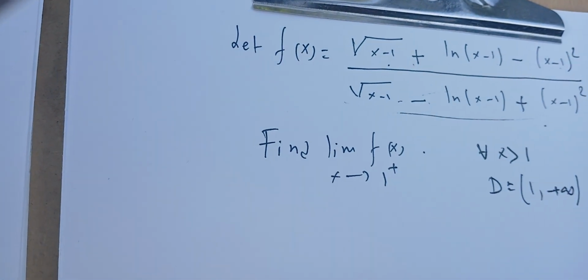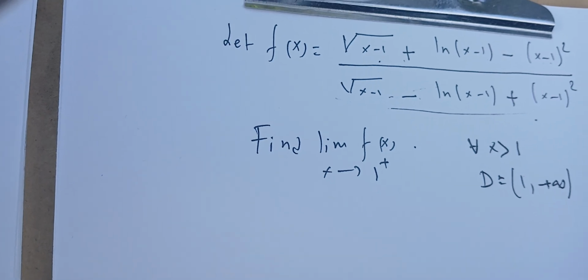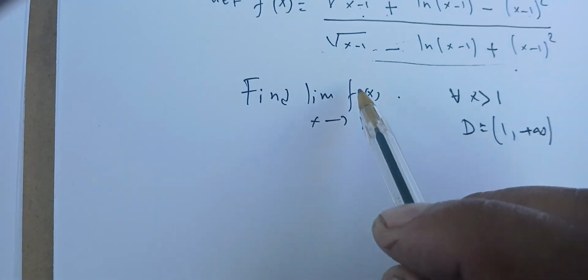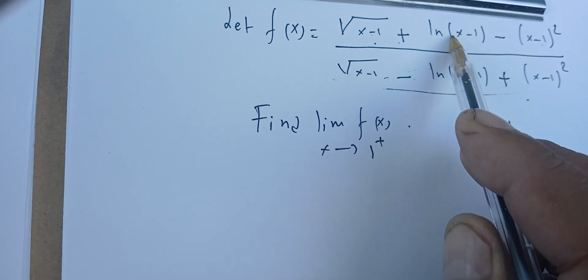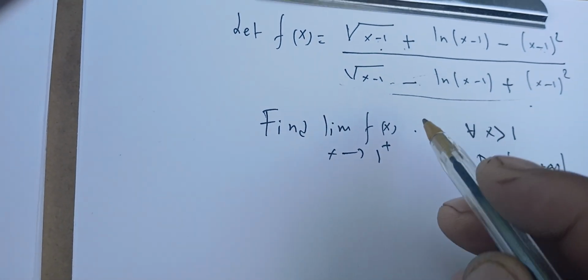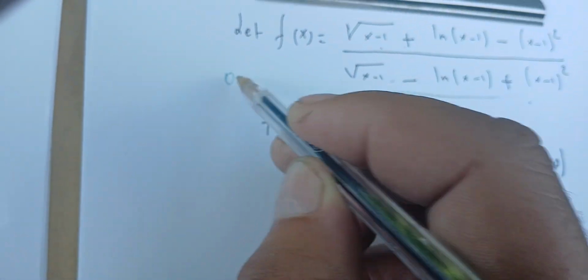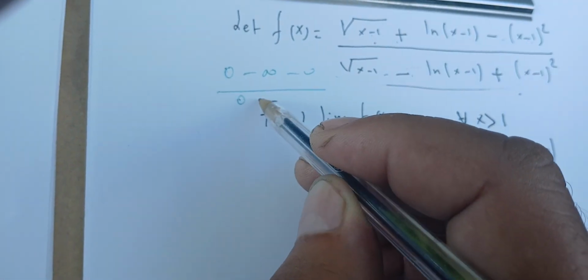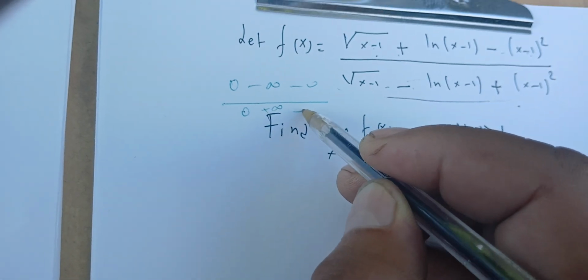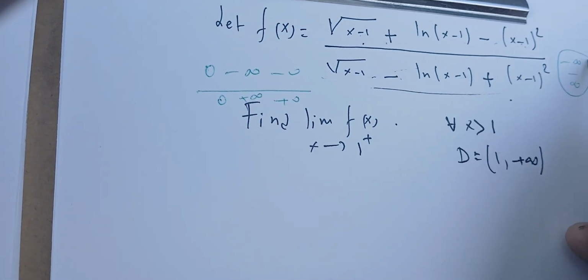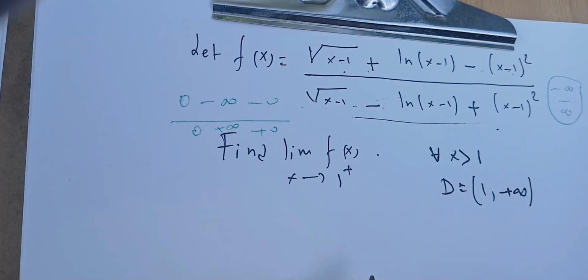So we can go and blindly evaluate. Here we get 0. Here, when x goes to 1 from the right, we get minus infinity, and here we get 0. So let me rewrite it here. We get 0 minus infinity minus 0 over 0 plus infinity plus 0. Therefore, we have minus infinity over infinity. So we can't say anything.